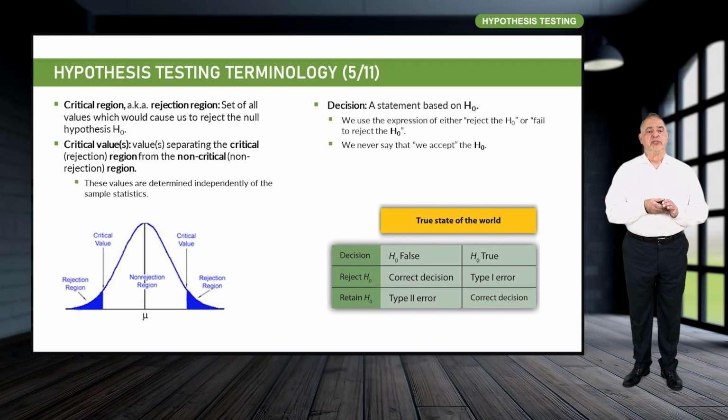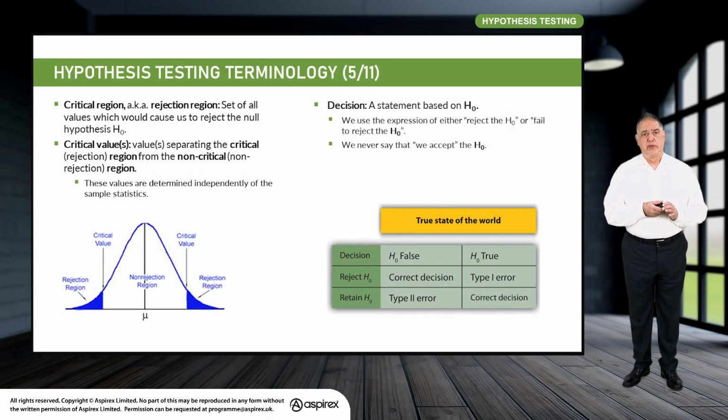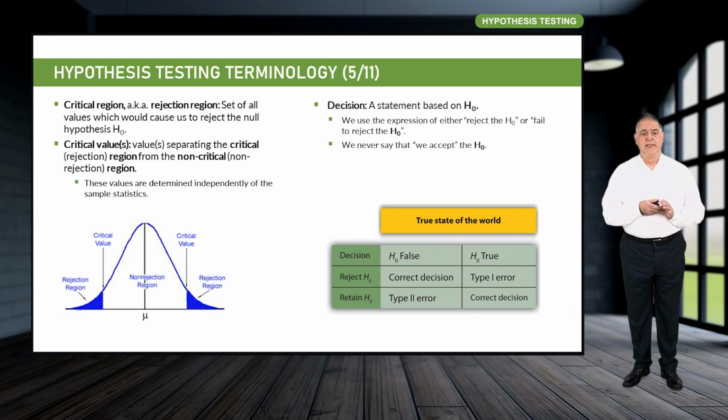What is a critical region, which is also known as the rejection region? In the figure, we can see highlighted in blue the rejection region, which means that if the critical value is falling within these areas, then the null hypothesis is rejected. Otherwise, if it is within the white area, this is the non-rejection region of the null hypothesis, H0.